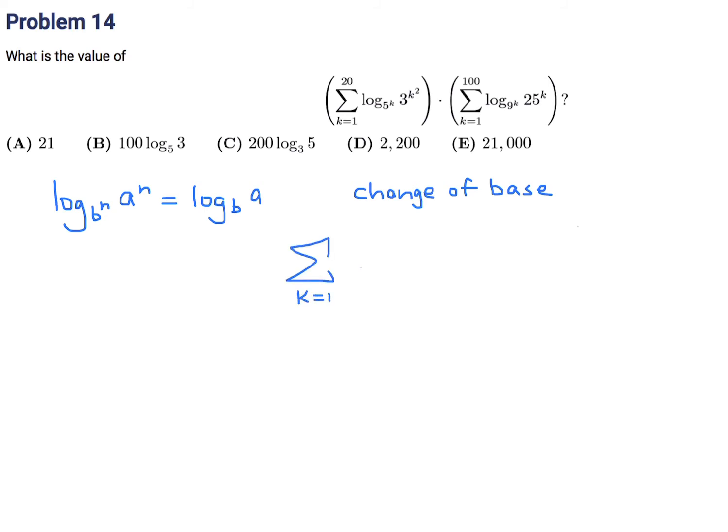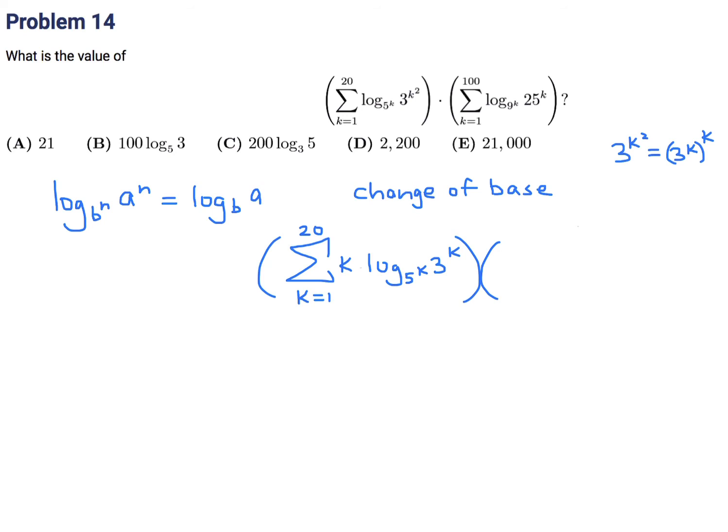The sum from k equals 1 to 20. The k squared, we can bring it out front, but before I do, let me just write it in the side here. K squared is really the same as 3 to the k to the power of k, right? So that's why I'm able to bring it out front. I just wanted to put that in there. So we have the log of 3 to the power of k to the base 5k.